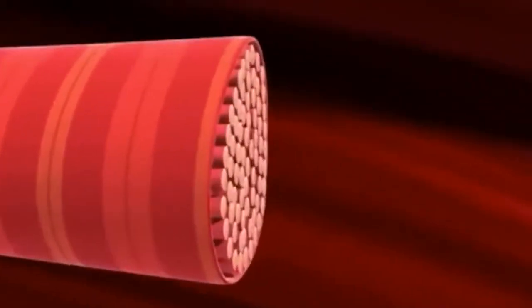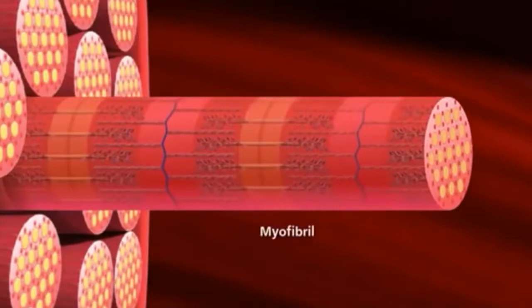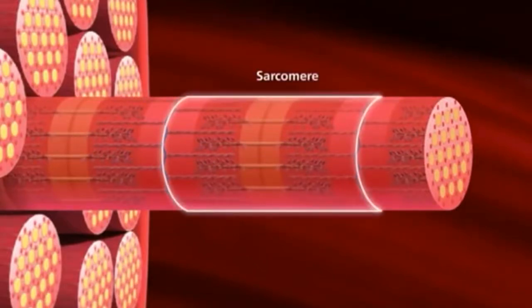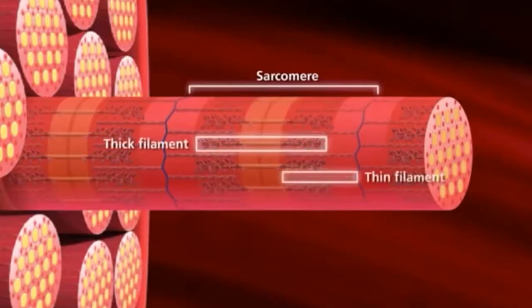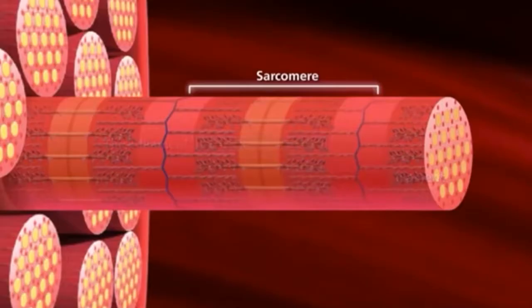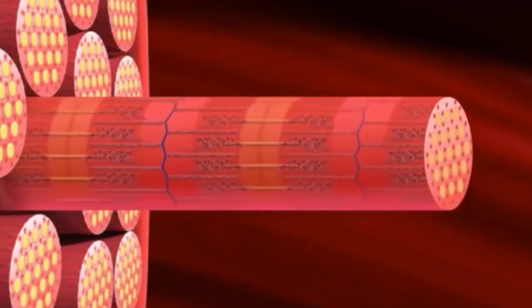Now, each of these fibers is composed of many little myofibrils, and these are split up into individual units called sarcomeres, and the sarcomere is what we're going to look at here. When you look at an individual sarcomere, it's composed of thick and thin filaments, and this is what makes our muscle look striated. These filaments slide past each other to shorten the sarcomere unit and shorten the entire muscle fiber.